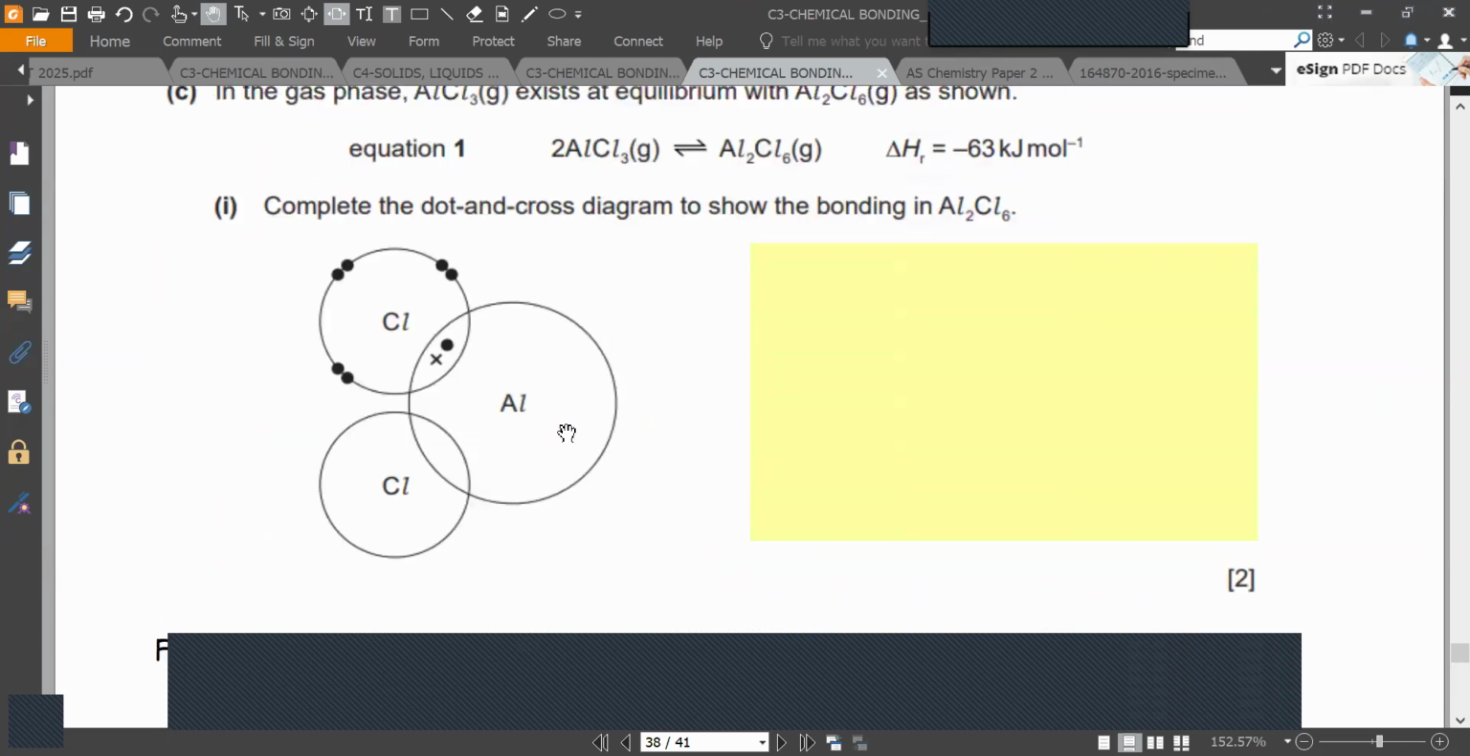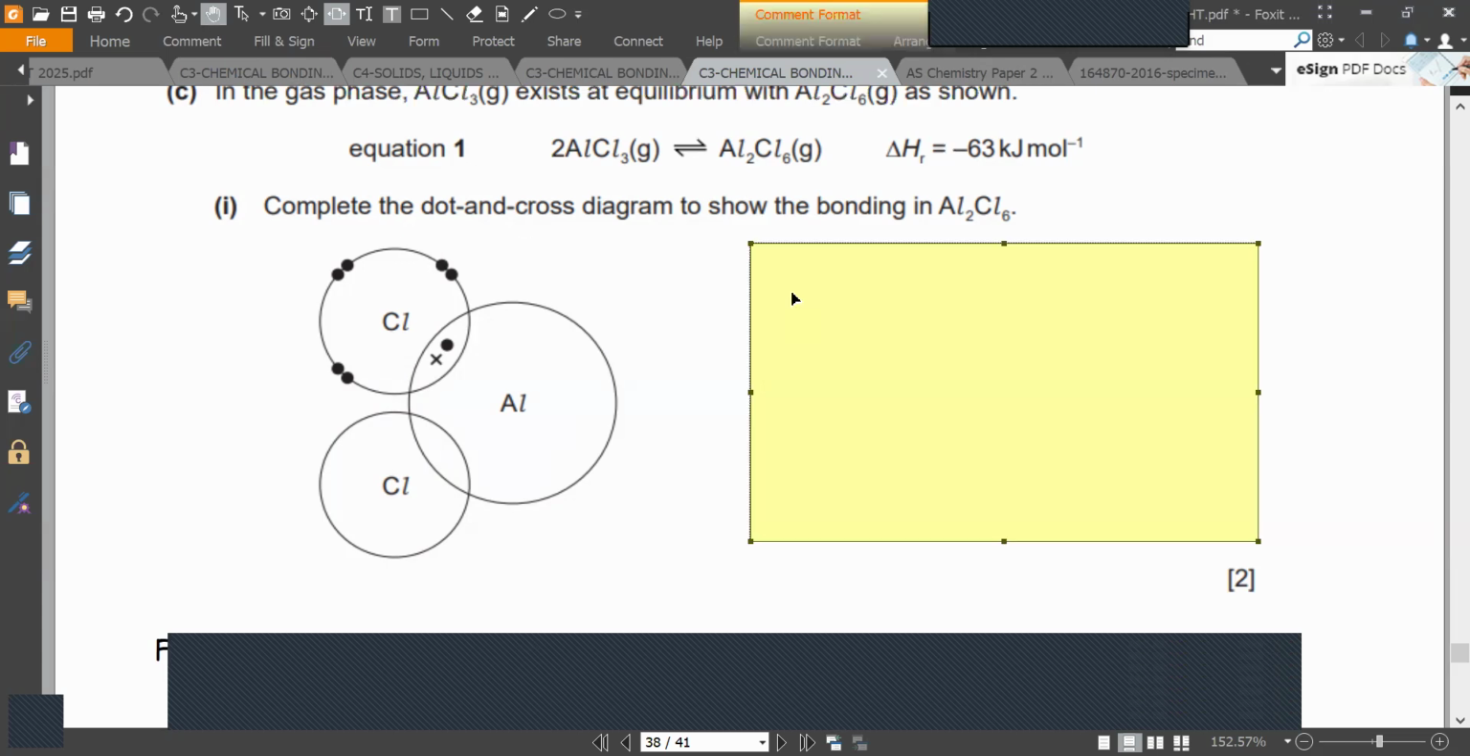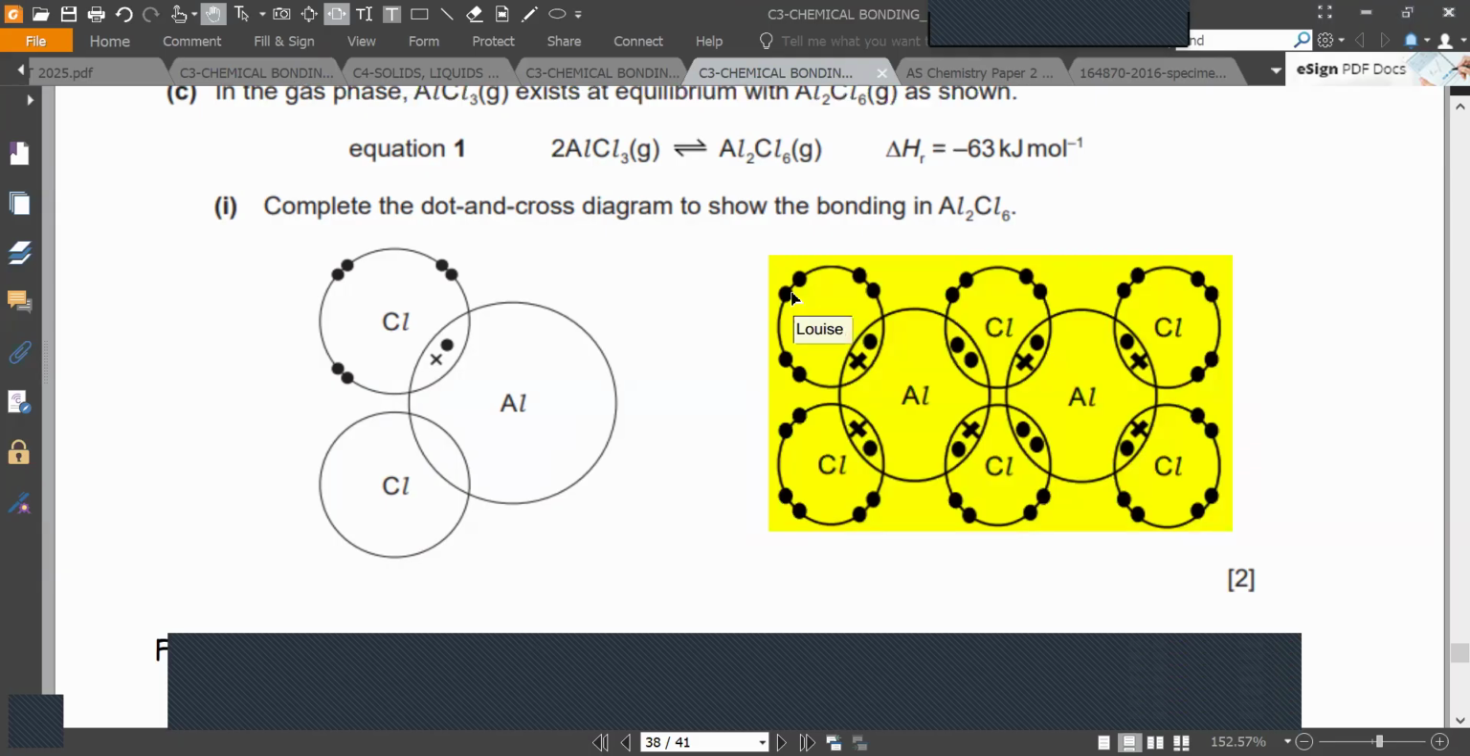Complete the dot and cross diagram to show the bonding of Al2Cl6. This question is also repeated a few times over the last few years, so we just need to remember how to do that. Basically, it's like this. We just need to make sure we know what is going on.